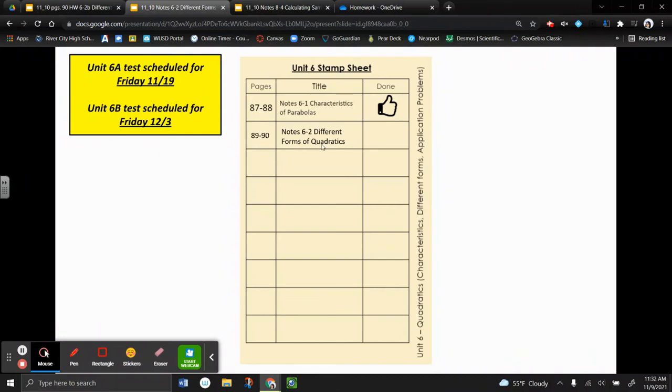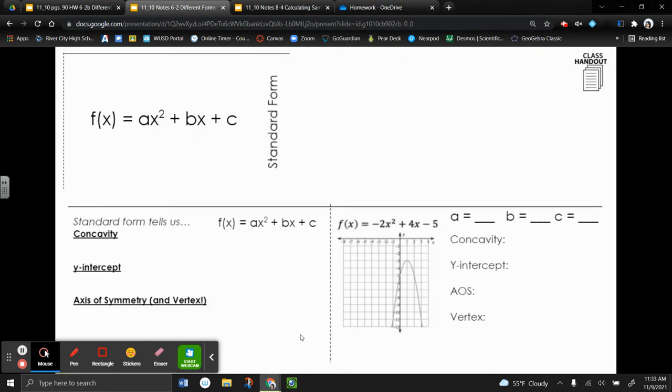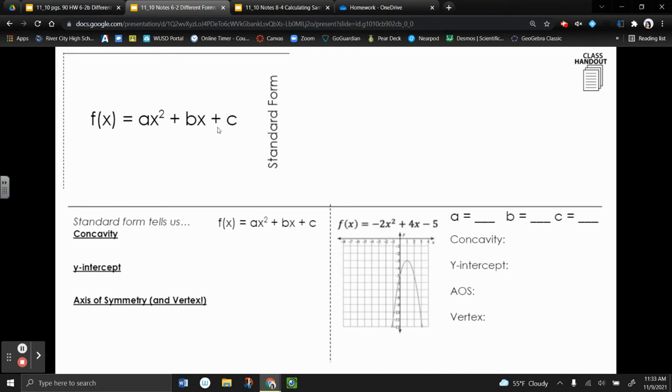All right, in this lesson, we're continuing Note 6-2, different forms of quadratics. So in the previous lesson, we talked about vertex form and factored form. In this lesson, we're going to talk about standard form. Standard form is f of x equals ax squared plus bx plus c.